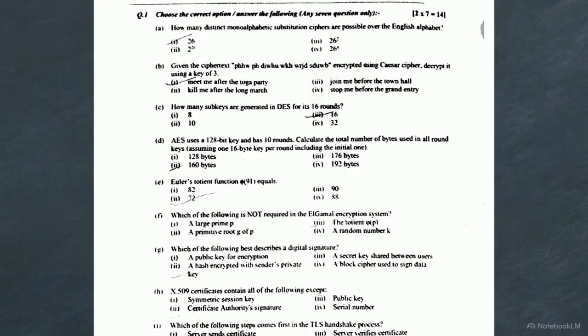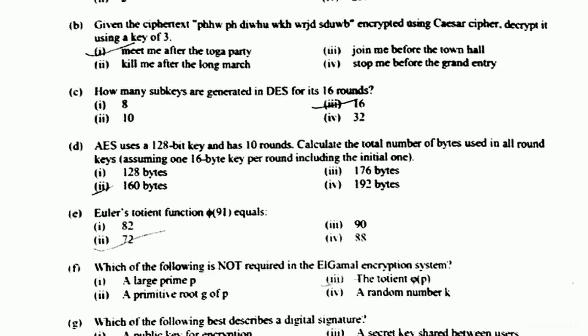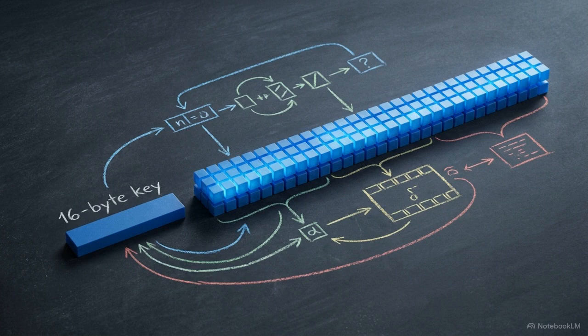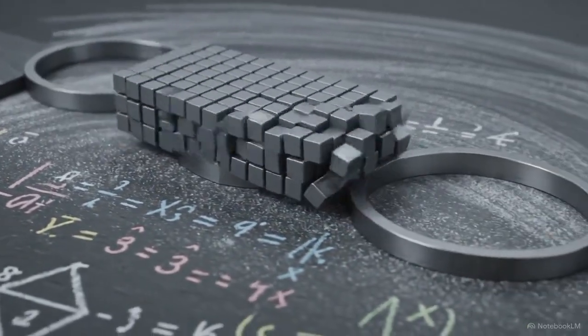Today, we use the Advanced Encryption Standard, or AES. Look at question 1D, which details AES using a 128-bit key, 10 rounds, and 176 bytes. AES achieves its security by expanding a single 16-byte key into 176 total bytes of key material. It uses this expanded material to uniquely scramble the payload at every one of its 10 distinct rounds.